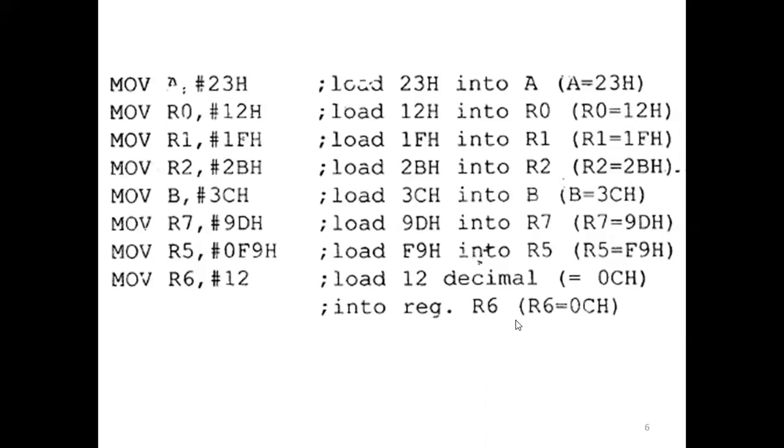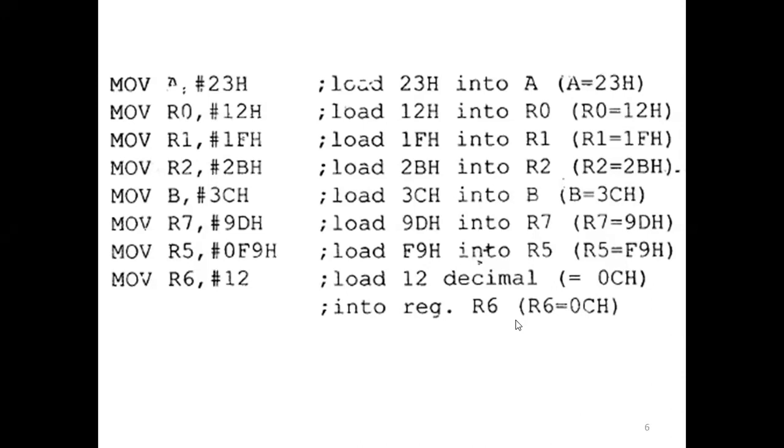0F9H. So notice in this instruction, move R5, hash 0F9H, that there is a need for 0 between the hash and F. By putting the 0, it indicates that F is a hex number, not a letter.